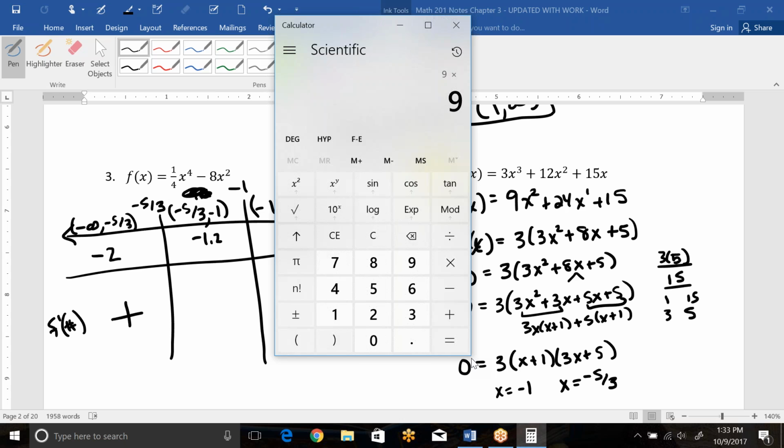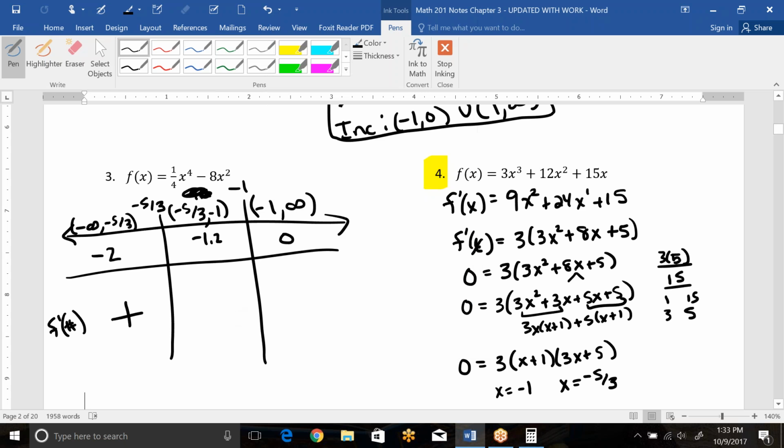So 9 times parentheses negative 1.2 squared, plus 24 times negative 1.2, plus 15 is negative 0.84, so this ends up negative. 0 is really easy, it just comes out as positive 15. So this is increasing, decreasing, increasing.